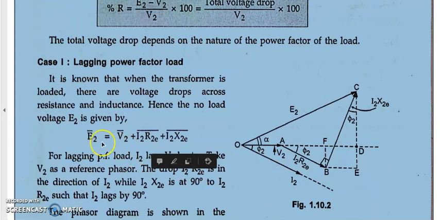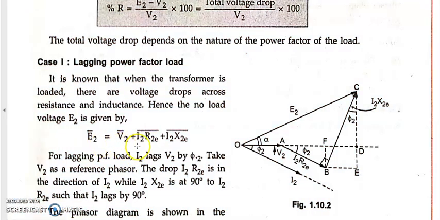So this equation I hope you are familiar with, that is E2 is equal to V2 plus I2 R2E plus I2 X2E. Yes or not? This we have already dealt with. It was written as V2 plus I2 Z2E. And again remember, this is the equation we are referring to with respect to the secondary side, when referred to the secondary.